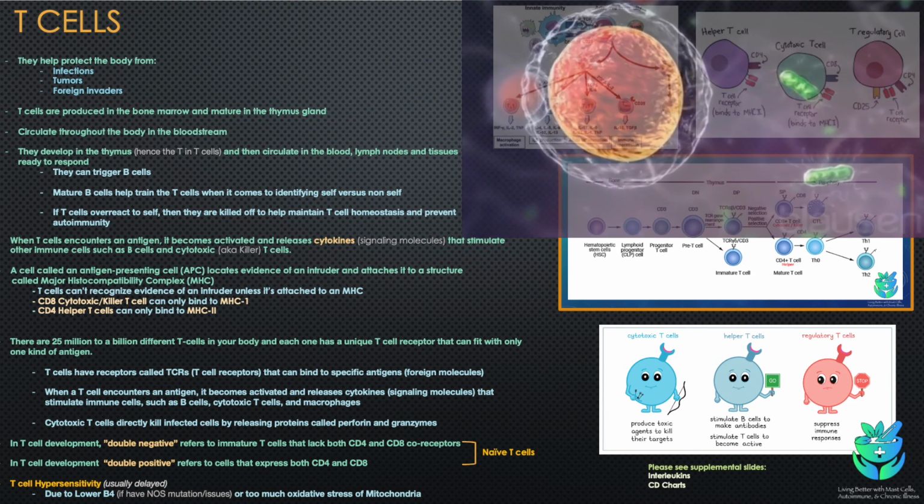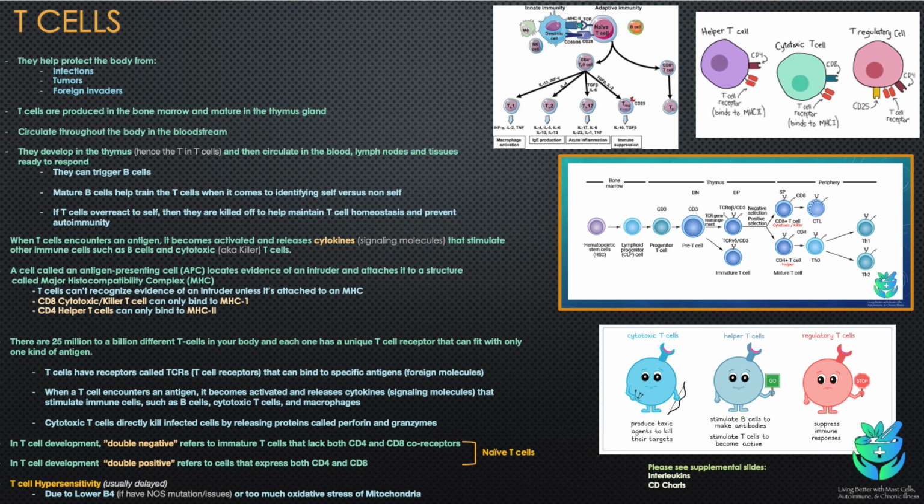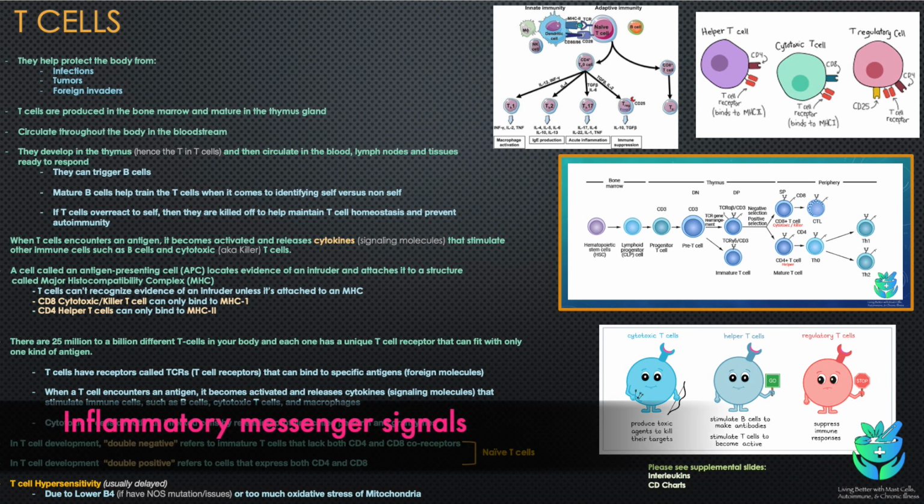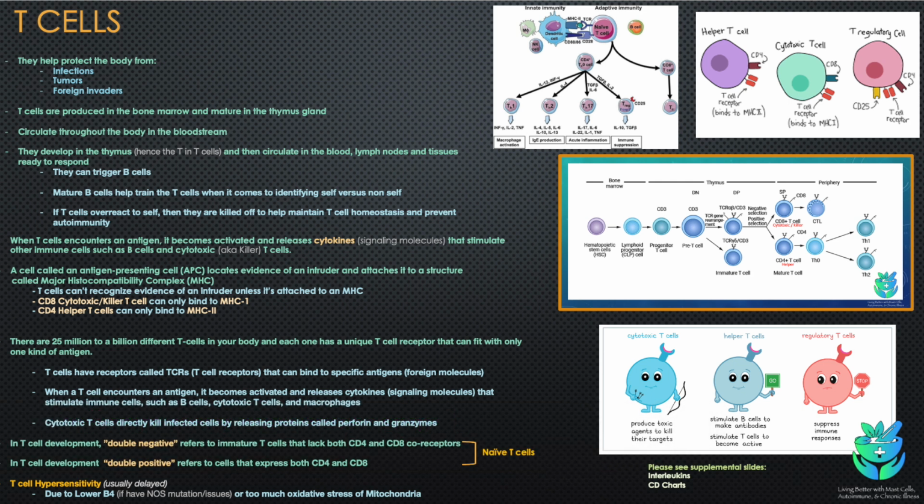There are 25 million to a billion different T cells in your body, and each one has a unique T cell receptor that can fit with only one kind of antigen. So T cells have receptors called TCRs, or T cell receptors, that can bind to specific antigens or foreign molecules. When a T cell encounters an antigen, it becomes activated and releases cytokines, which are signaling molecules that stimulate immune cells, such as B cells, cytotoxic or killer T cells, and macrophages. Let's take a closer look with this video.